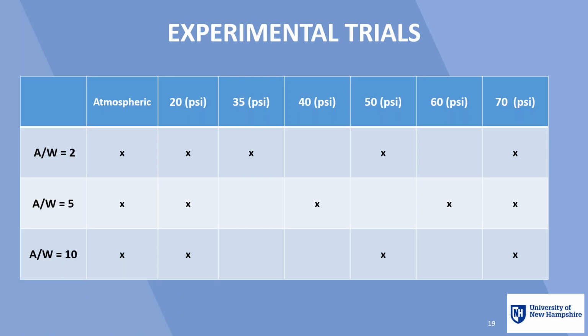This is a chart showing the different runs that were performed. There were 3 different air to water ratios that I investigated and different pressures as well. So as you can see, for an air to water ratio of 2, I did batch runs at atmospheric pressure, 20 psi, 35, 50, and 70 psi.